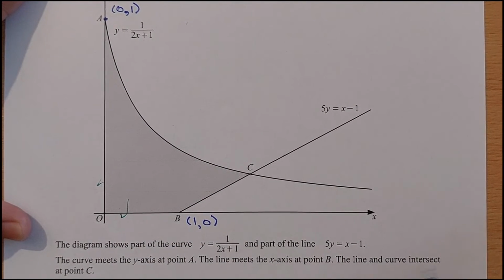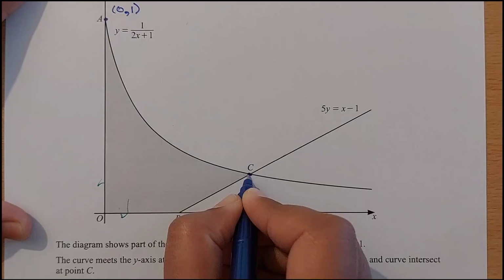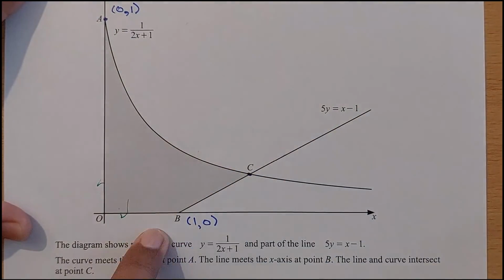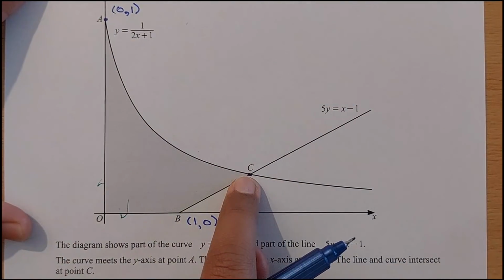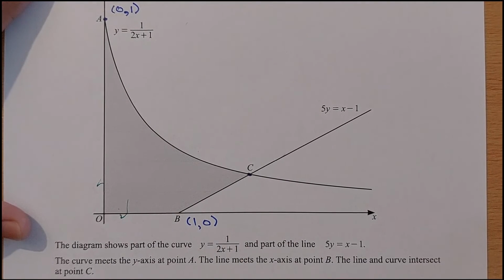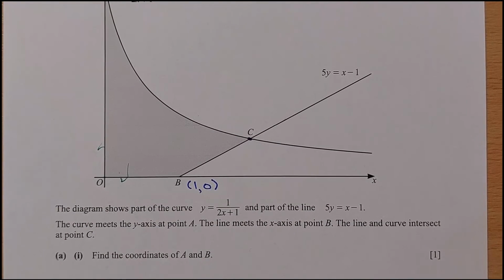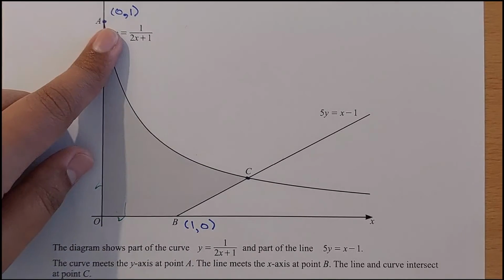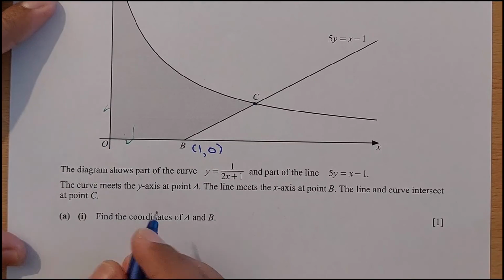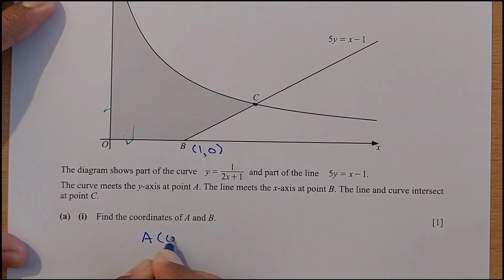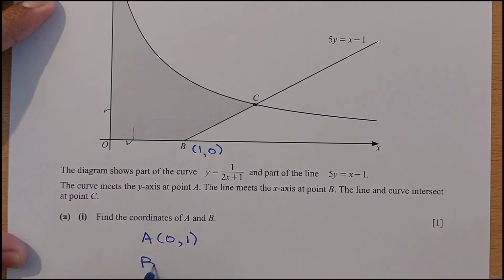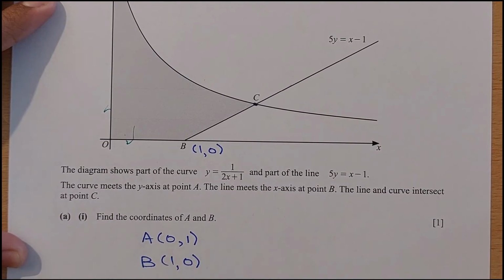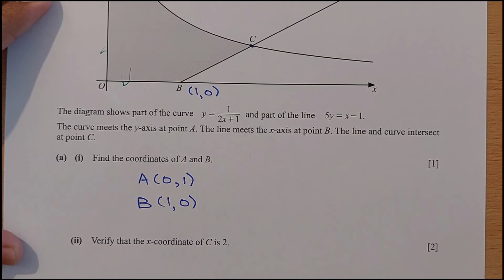The line and the curve meet at point C. So both the line and the curve intersect at point C. We need to find the coordinates for C. Now for the A part, find the coordinates for A and B. We already did: A is 0, 1 and B is 1, 0. Now for the second part, verify that the x coordinate of C is 2.